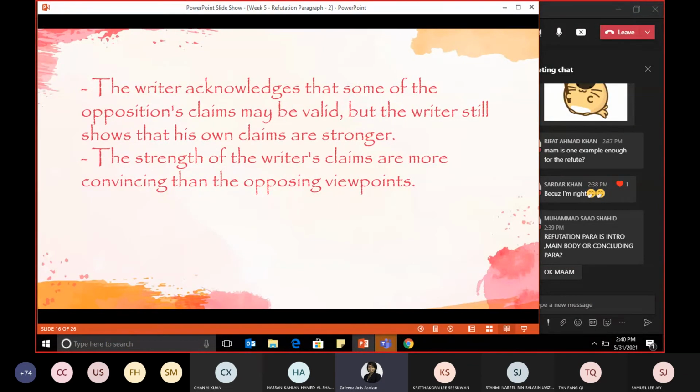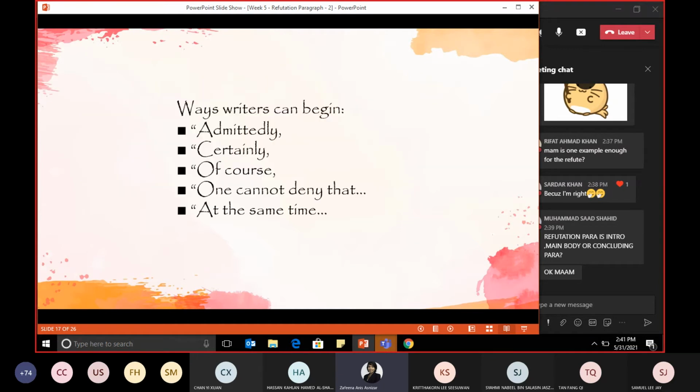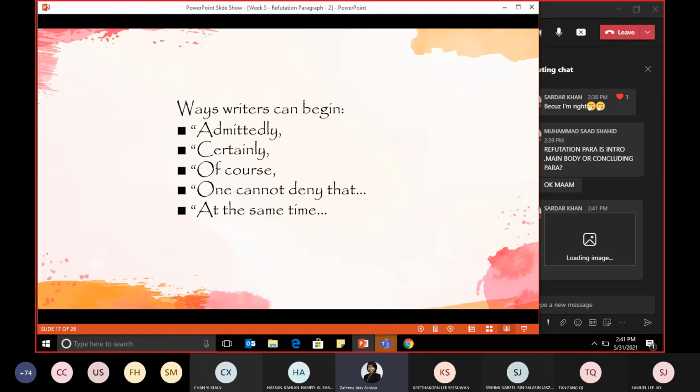So I hope you understand the process. First of all, you want to say that the claim is right, and you do it in a polite way. But your intention is that you still want to prove to your readers that the opposing views are wrong, or not entirely right. So you can use these phrases: admittedly, certainly, of course, one cannot deny that, or at the same time. You can add those.